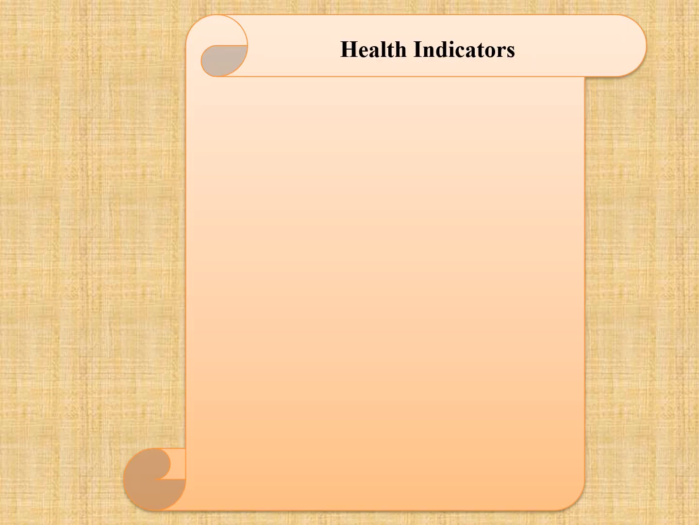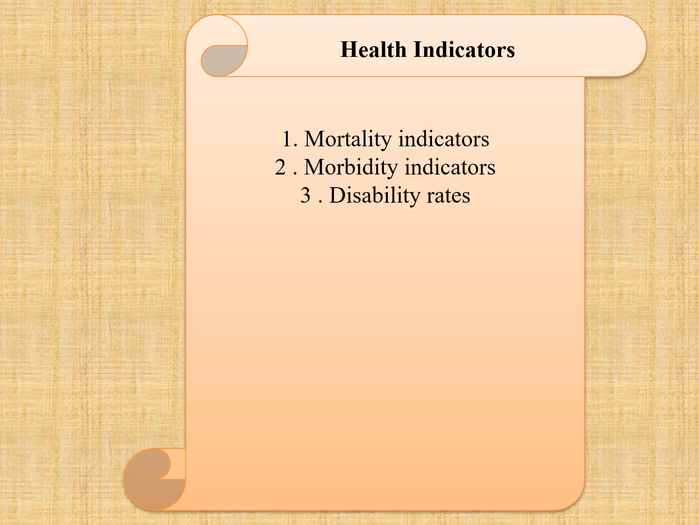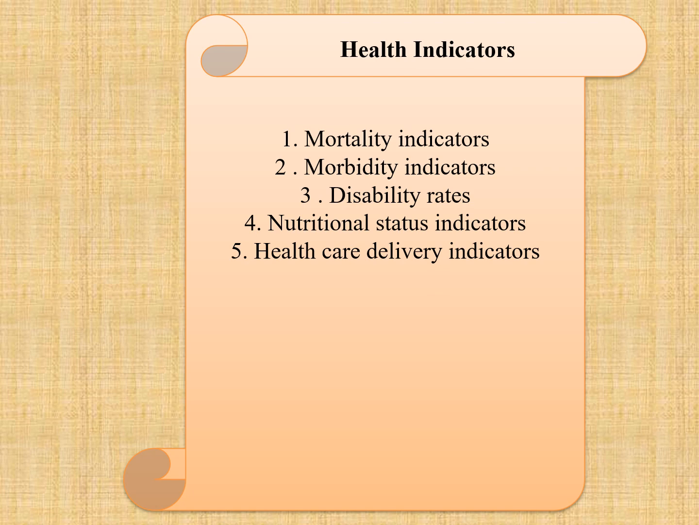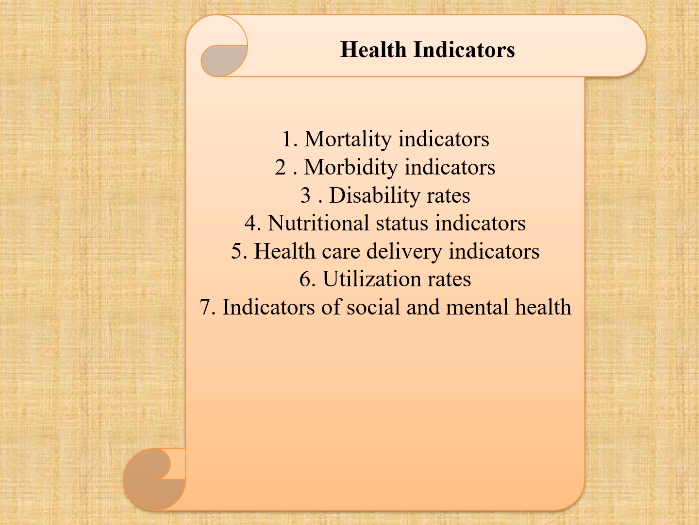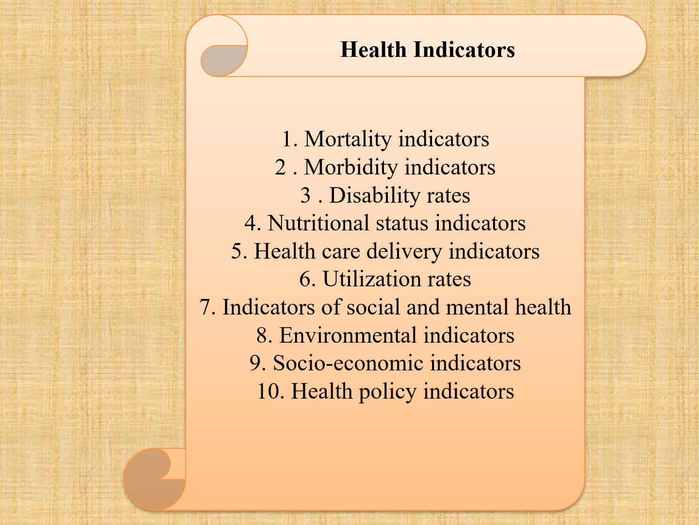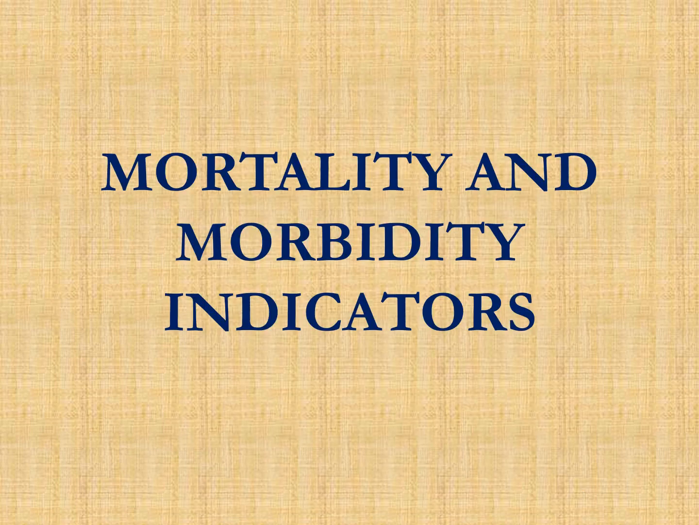So what are the different health indicators? These are mortality indicators, morbidity indicators, disability rates. Next are nutritional status indicators, healthcare delivery indicators. Sixth is utilization rate. Seventh is indicators of social and mental health. Then environmental indicators, social and economic indicators, health policy indicators, and health indicators of quality of life. We are going to see some of them. Today we are going to see mortality and morbidity indicators.